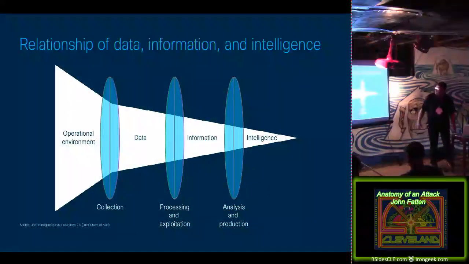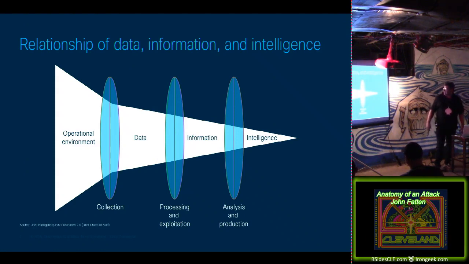Here's a slide that comes to us from the Joint Chiefs of Staff. It's a good slide because it talks about the relationships between data and information and what turns into intelligence. You can see that intelligence is derived from a huge collection of data in this funnel type of view. An enormous amount of information has to be collected, sorted through and processed.